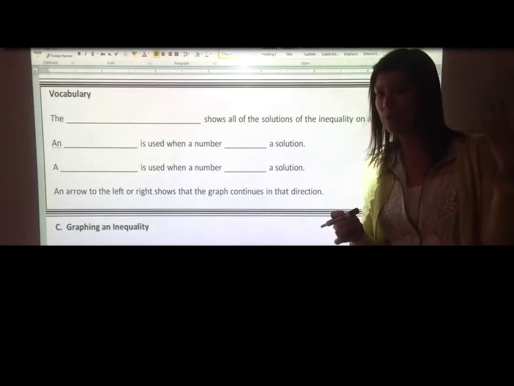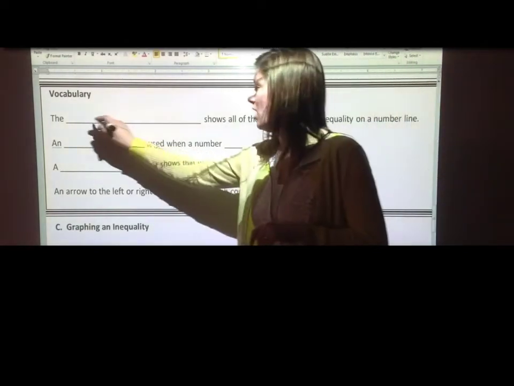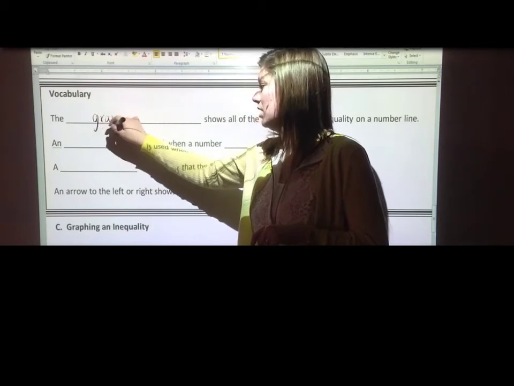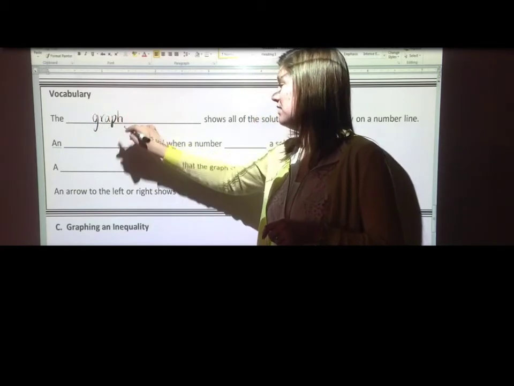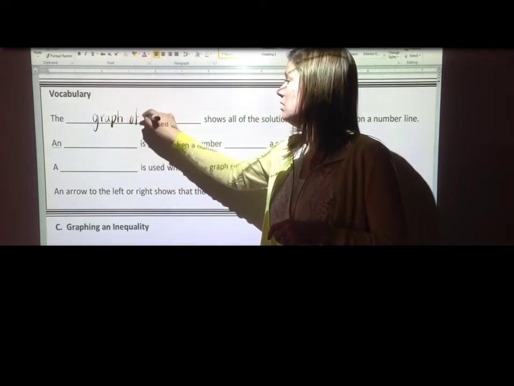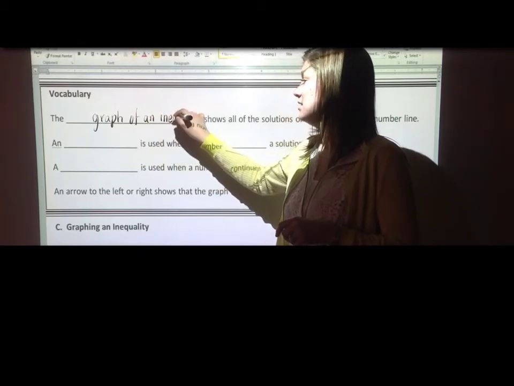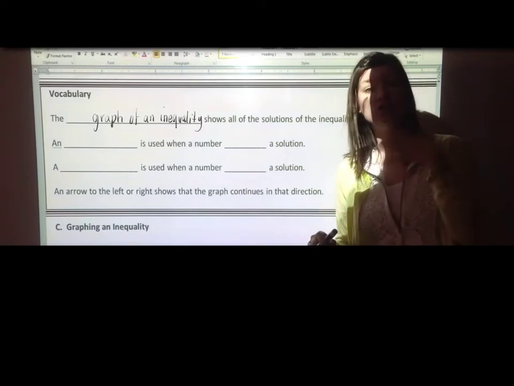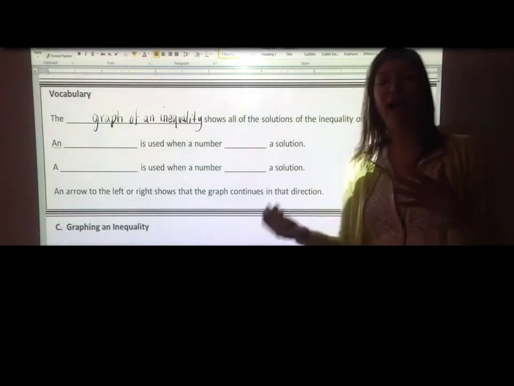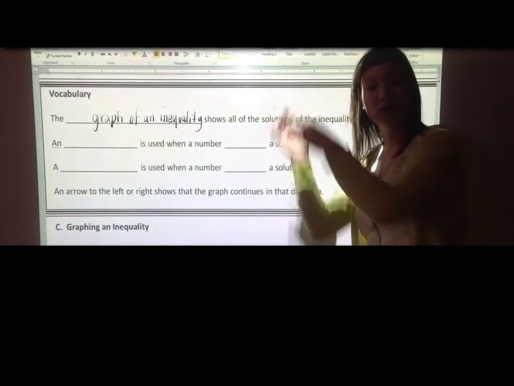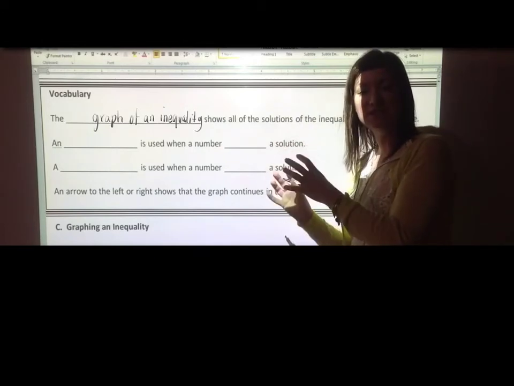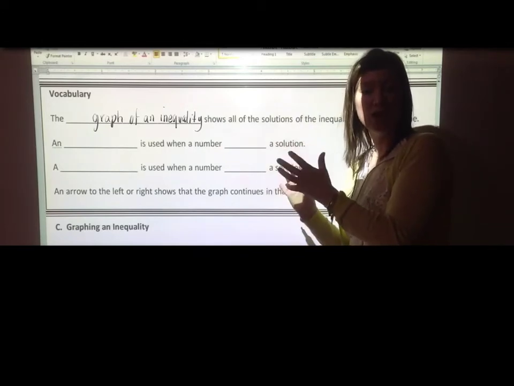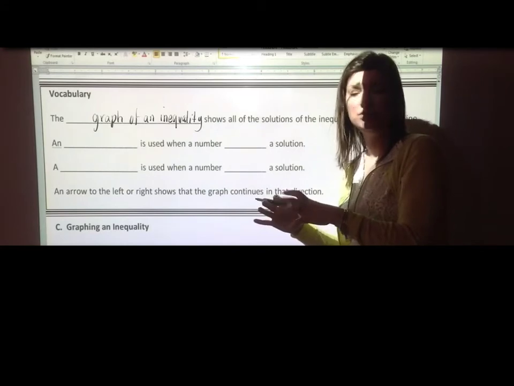Some of you might remember this from 7th grade. We call it the graph of an inequality, and we actually graph inequalities. I'm going to show you how to do that in the next presentation. Right now we're just going to go over vocabulary, and then I'll show you how to do it. We're going to simplify it, see if it's true or not true, and then we'll graph those solutions.